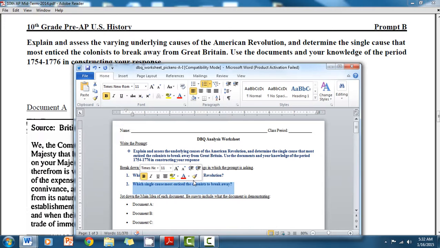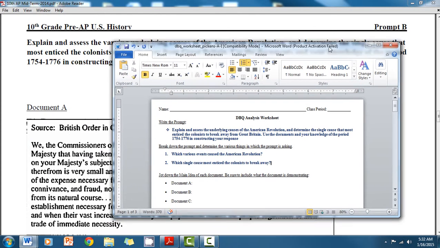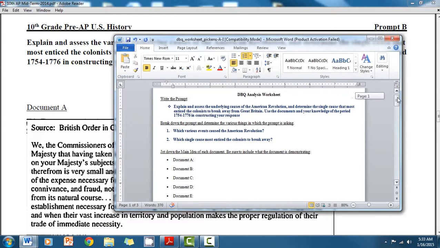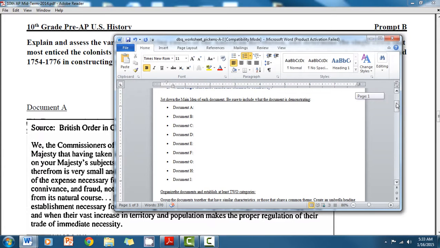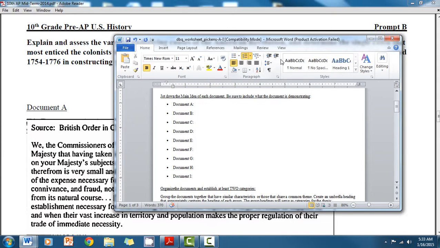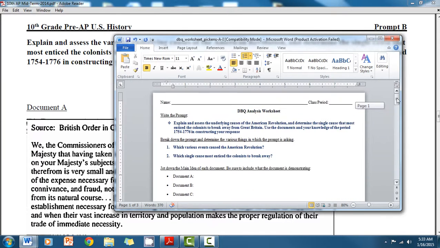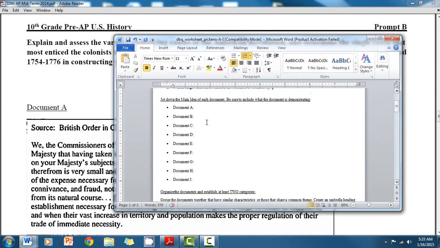This is going to be your opinion backed up with evidence or some type of defense or explanation. Anyway, the next part of the DBQ worksheet asks us to jot down the main idea of each document. With this component, you just want to be as descriptive as you can, especially keeping the question in mind, what you're looking for.